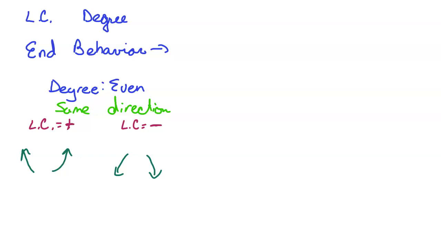Now I'm going to tell you a little bit. Your leading coefficient is always going to tell you what's happening on this right side of your graph. So if your leading coefficient is positive, you're always going to end on a positive note on the right side. If your leading coefficient is negative, you're always going to end on a negative note on the right-hand side. And then you're going to decide what's happening on the left-hand side.